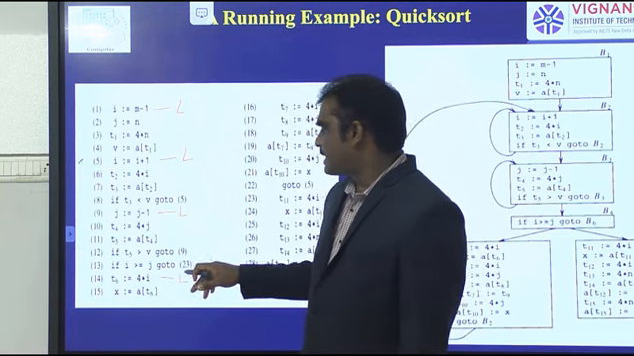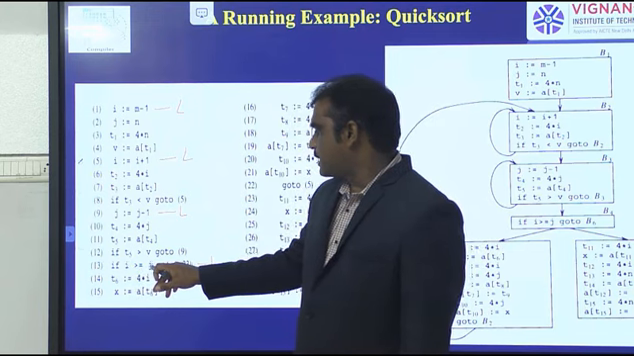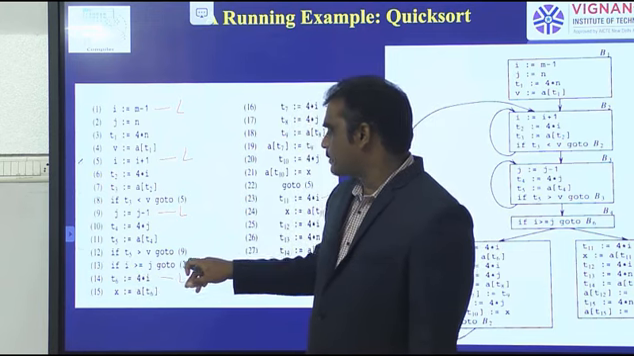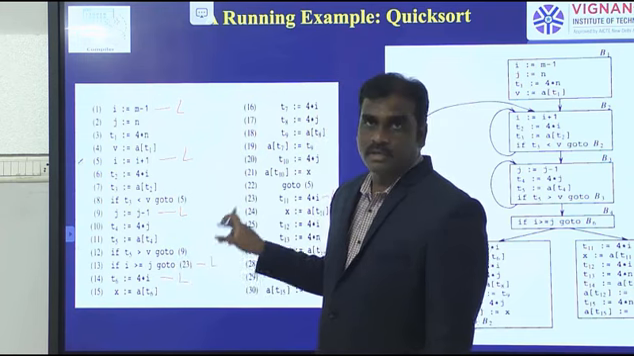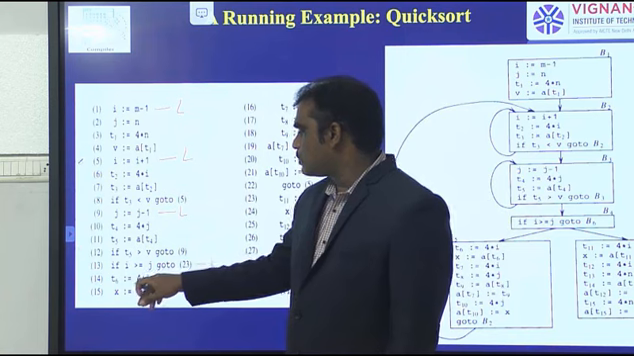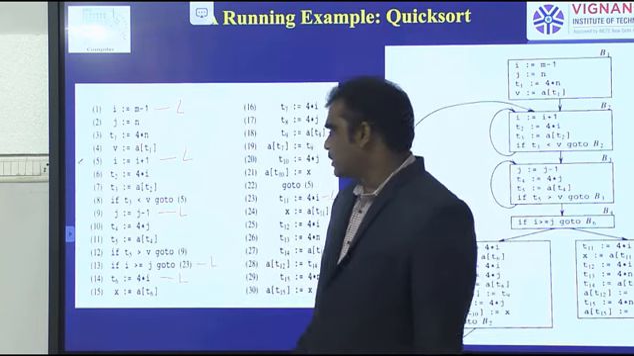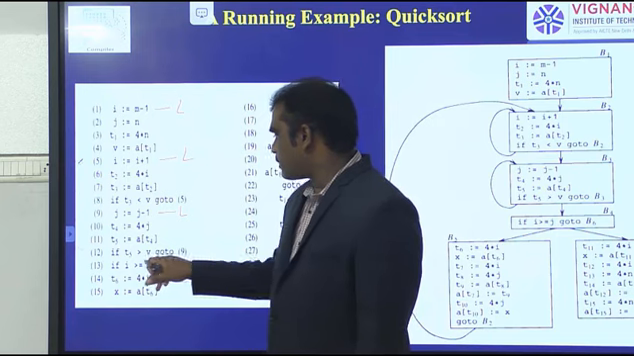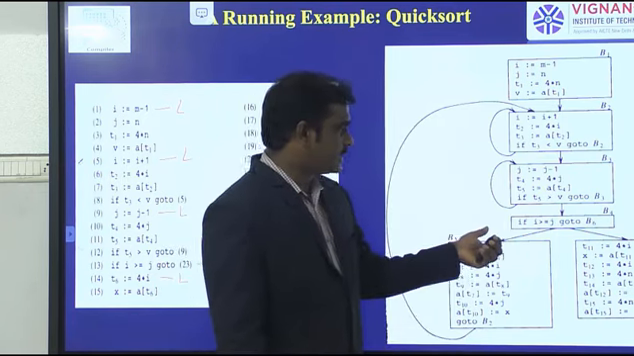So block 4 is a condition. What is the condition? If I is greater than or equal to j, go to, that means if the condition is true, then go to the 23rd statement. Suppose the condition is false, then go to the next block. Next statement means nothing but next block. So here block 4 means only the 13th statement.